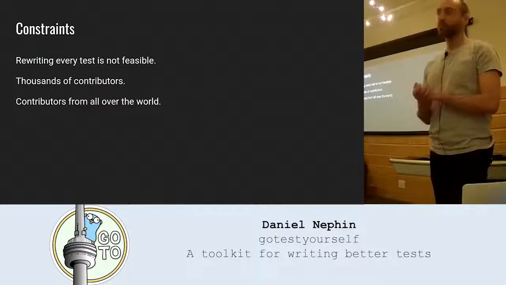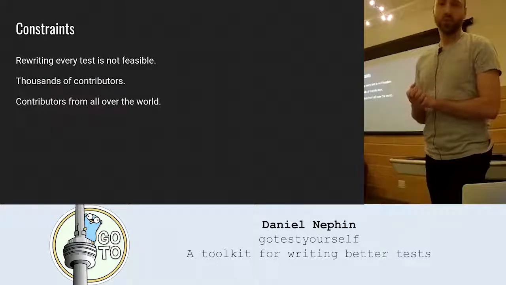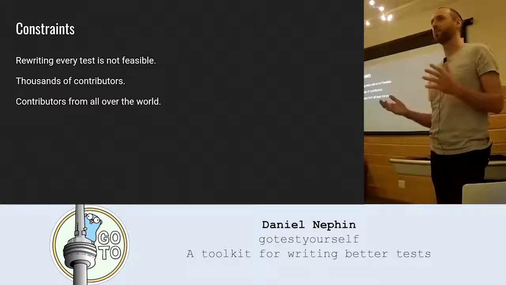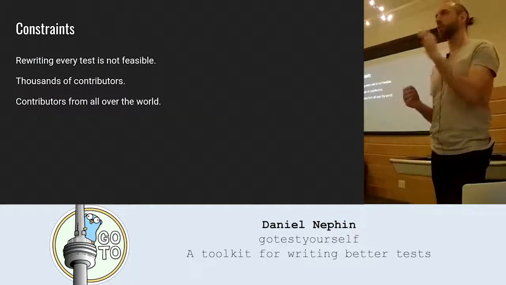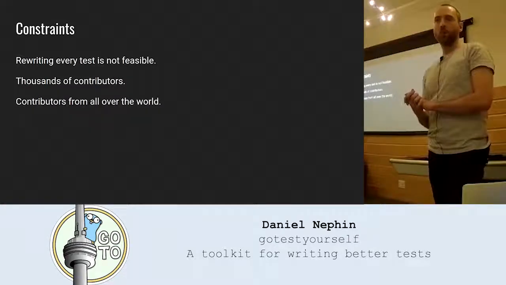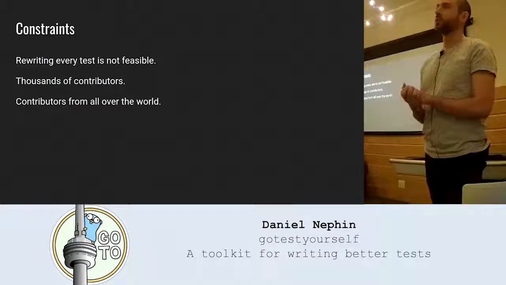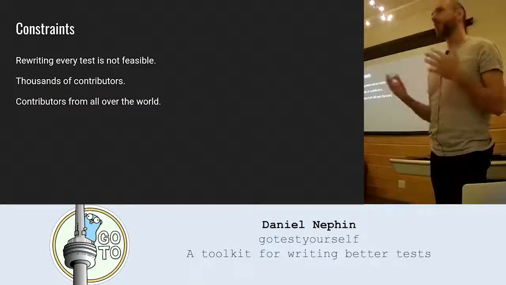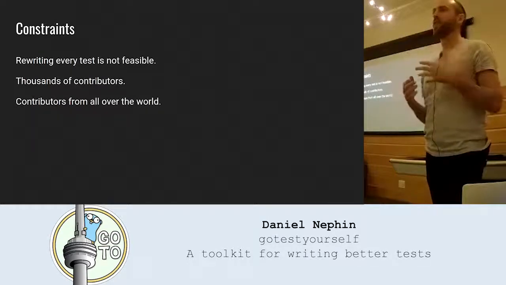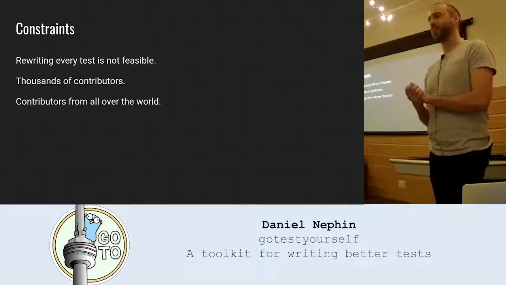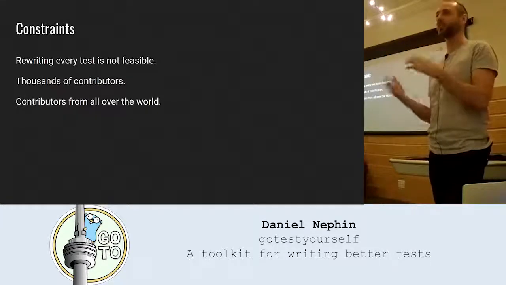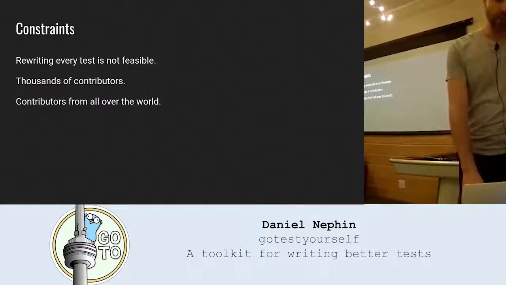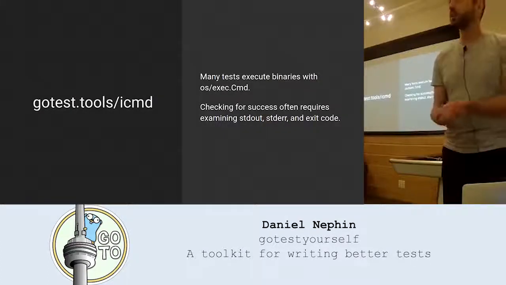So the constraints that we had were that there were thousands of tests, so rewriting it and changing the nature of the tests wasn't really an option. We had to stick with the general structure and make more surgical changes. And whatever recommendations or policies we came up with needed to be easy to communicate and simple enough that we could have a lot of external contributors follow them, and we didn't have to take a lot of time in PR review to explain the nuances of the techniques we were trying to use. So, that said, let's take a look at the first package and the first problem we encountered.